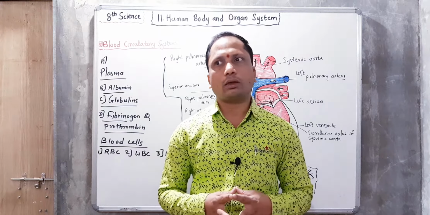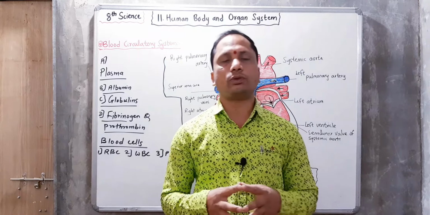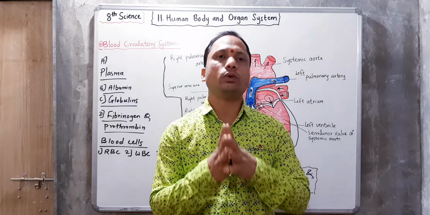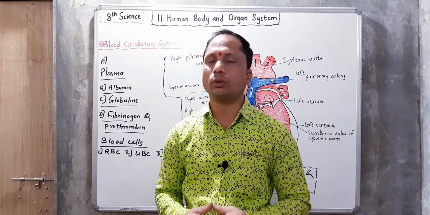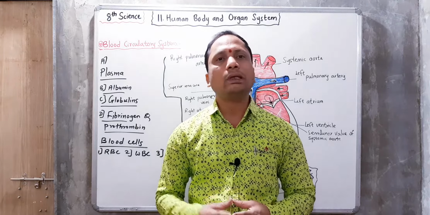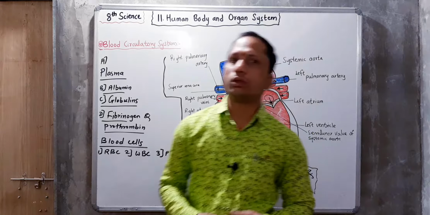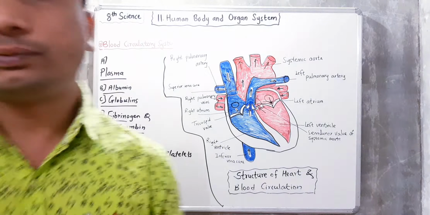Now you know about the universal blood donor. The O blood group is known as the universal blood donor because a person with this blood group can donate his or her blood to any other person. And an AB blood group person is known as the universal recipient or acceptor. All these things we are going to discuss in the remaining part.